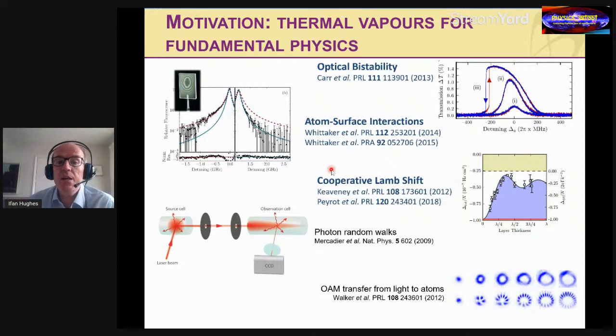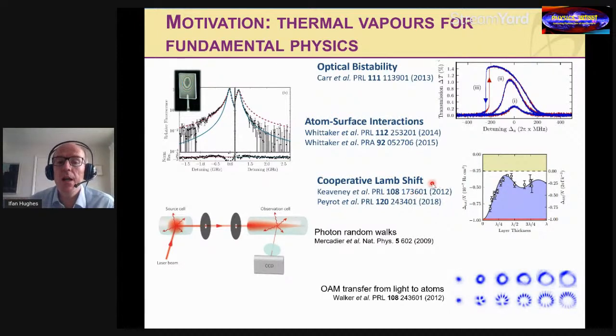So here is just a small selection of figures from various research papers highlighting the kind of things you can look at. The top 3 happen to be from Durham, the ones in the dark blue. You can make a bistable optical medium by scanning lasers through a thermal vapor. You can study these atoms in the very thin cell. All of the atoms are very, very close to the wall, and when atoms are close to the wall, they experience attraction towards the wall. So you can measure atom surface interactions directly with these hot atoms in a thermal vapor.